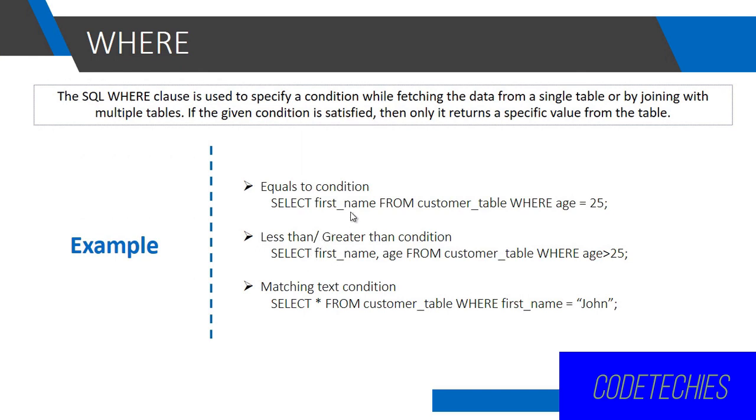Let us say we want to find out if there is any customer who is 25 years old. This is how we do it. Select first name from customer table where age is equal to 25. This age is equal to 25 will be the condition. If it is satisfied, we will get a response back. If it is not, we will get a null response back. Let us run this query.